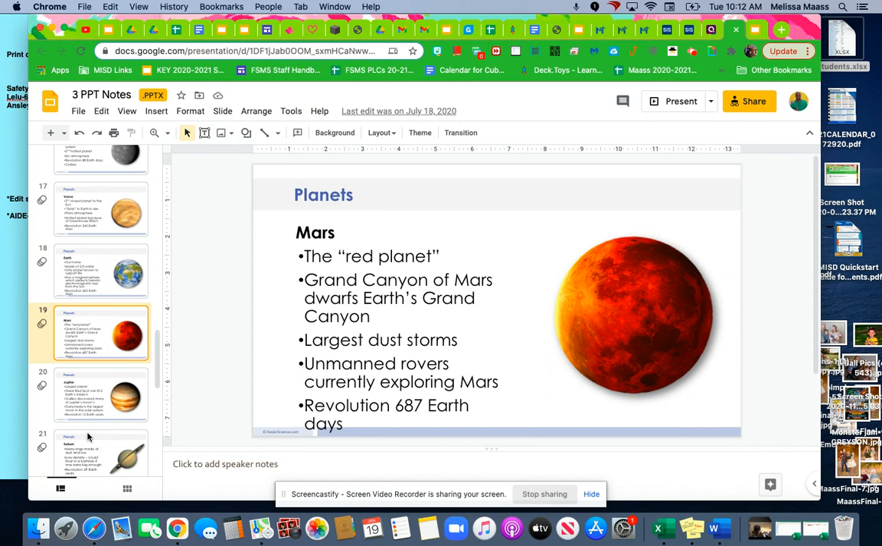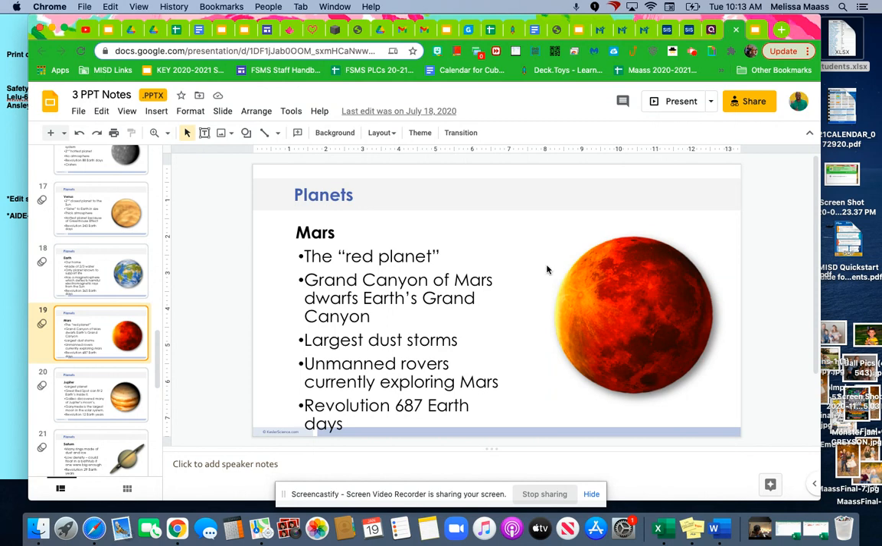There's the Grand Canyon for us. There are going to be canyons on Mars. It has crazy, huge dust storms. We've sent unmanned rovers, meaning just robots, to Mars. And we take 365 days to go around the sun. Mars takes 687 days. So that's almost double of what we take. So just remember, if you see that red planet, that's Mars.